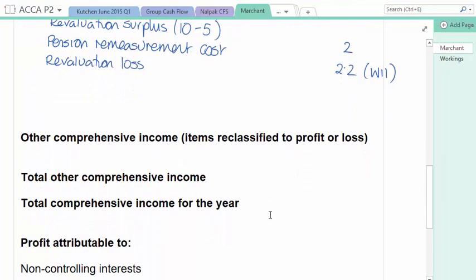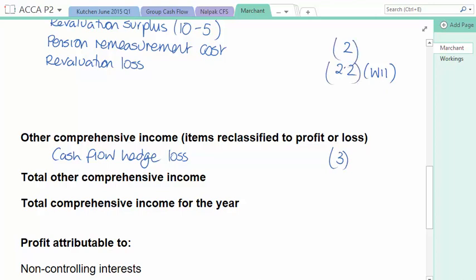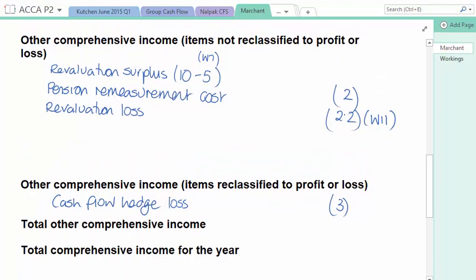Now, you can reclassify that to profit and loss when the transaction materializes, but again, this is not something I expect any student to get. Cash flow hedge loss 3 million. Those are all losses, those shall be negatives. Okay. Is there anything else here?